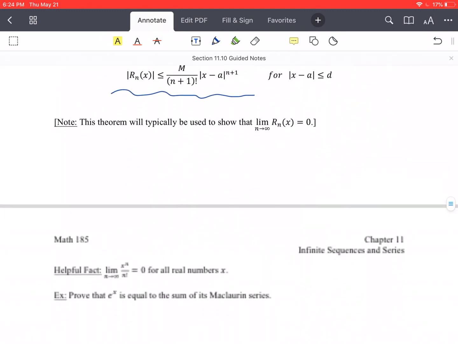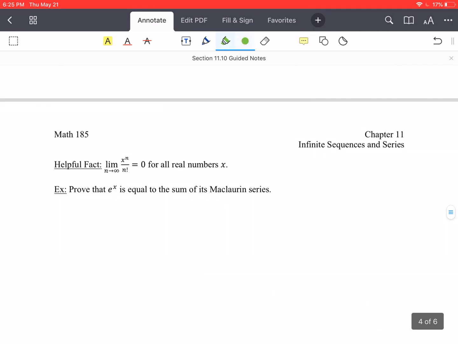All right, and then there's a helpful fact here for you. We're not going to prove this, but there's a property that is going to come in handy in some of these proofs. The limit as n approaches infinity of x to the n over n factorial equals 0. In the long run, n factorial is going to end up being greater, because once you pass x, n factorial is just going to get bigger and bigger. So that is going to head to 0 for all real numbers x.